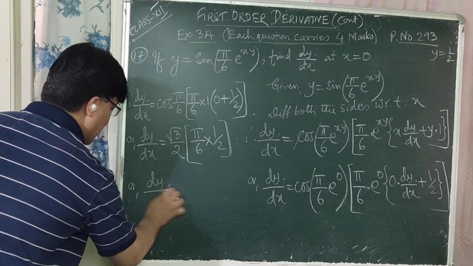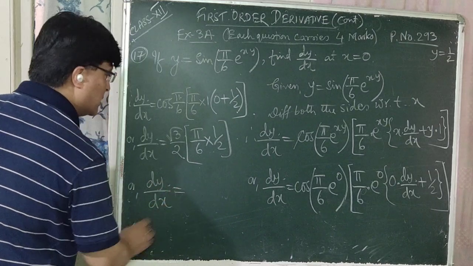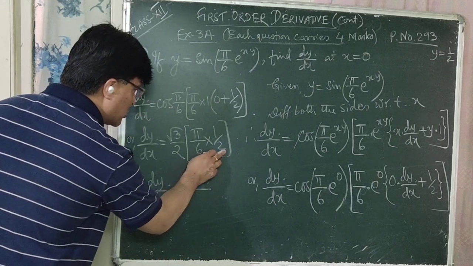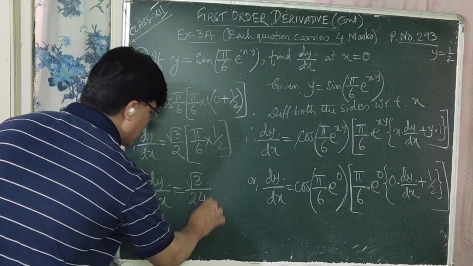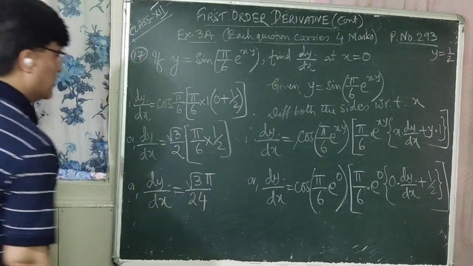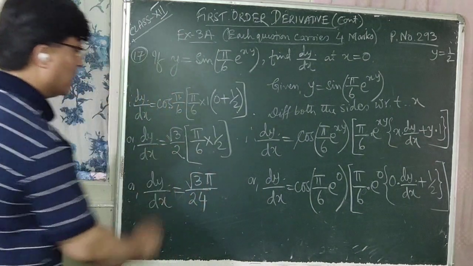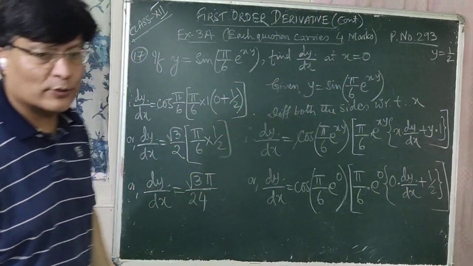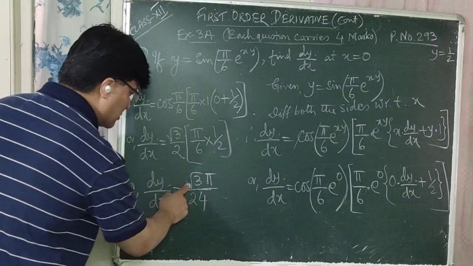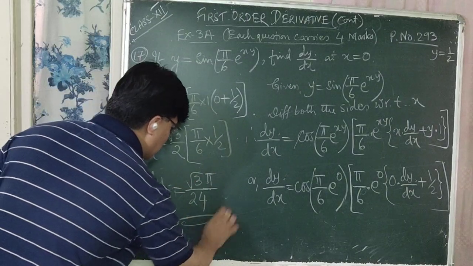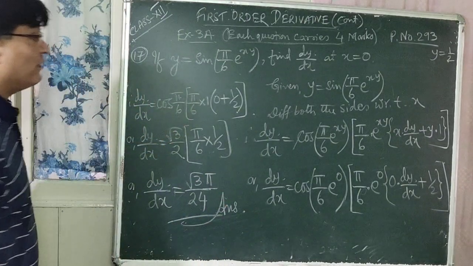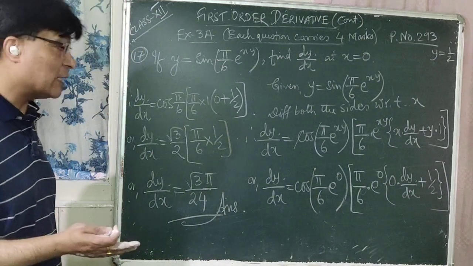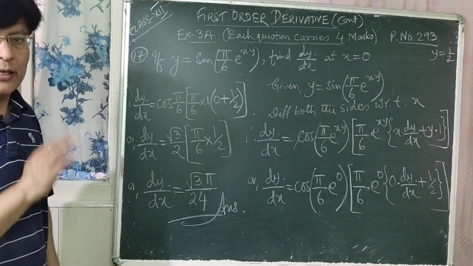Or what is the value for dy by dx now? Dy by dx is equal to root 3 divided by, 6 2s are 12, 12 2s are 24. Then you have to write down pi. So this is the final answer. So what is the value for dy by dx at x is equal to 0 and y is equal to half? It is dy by dx is root 3 pi divided by 24. So this is the final answer. So this is quite a complicated problem. So you revise it at home. It will be easier for you to do the problem.